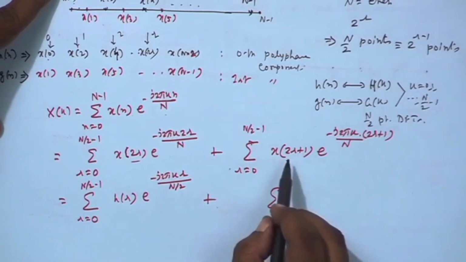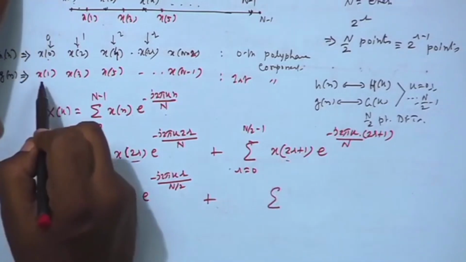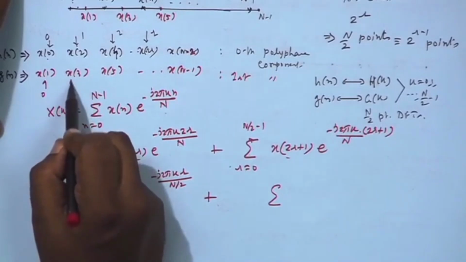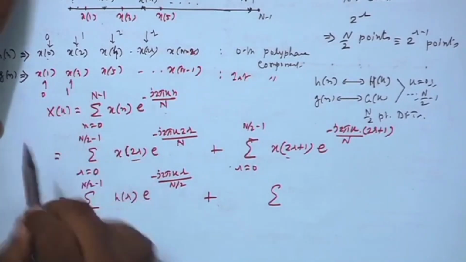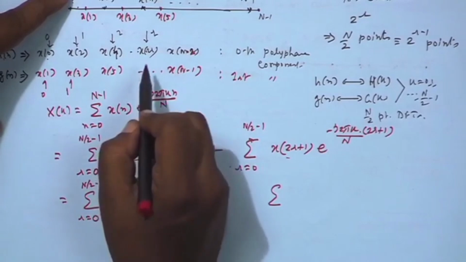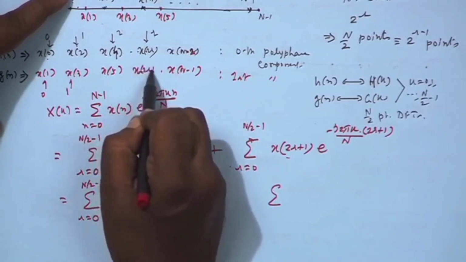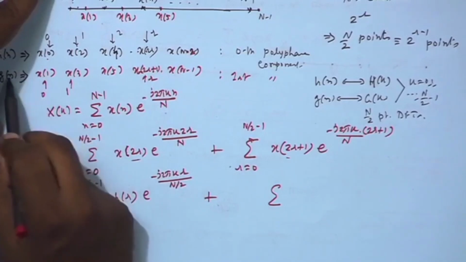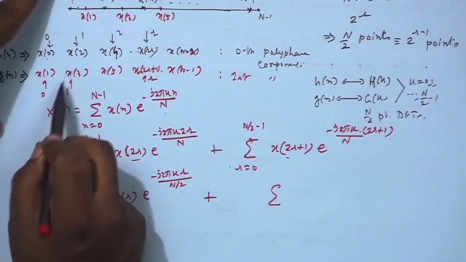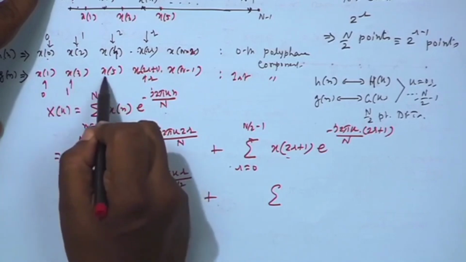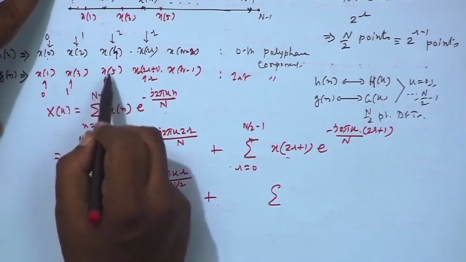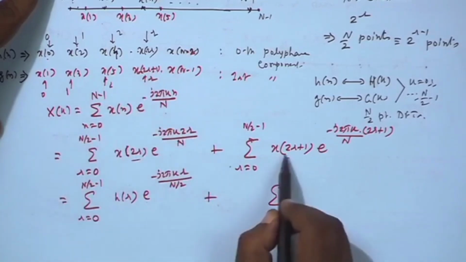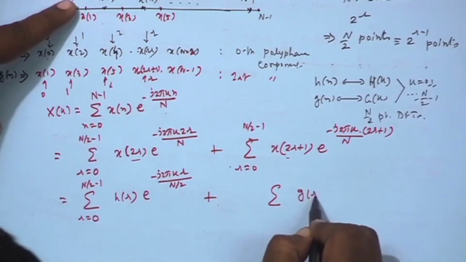What is x2r plus 1? If r is 0, x1, that is g0. So g0 is x1, then g1 is x3, that is 2 into 1 plus 1, g2 is x5, that is 2 into 2 plus 1, and gr is 2 into r plus 1, that is, x2r plus 1 is gr.